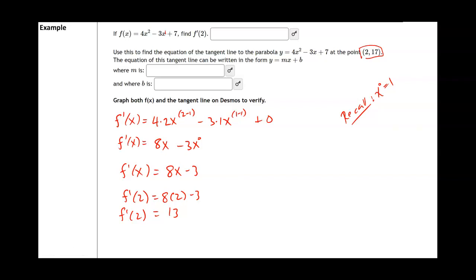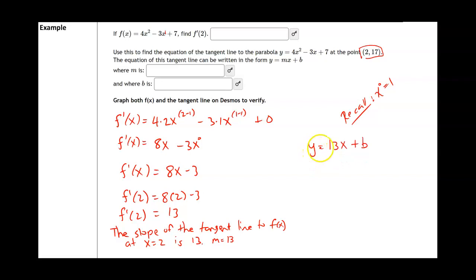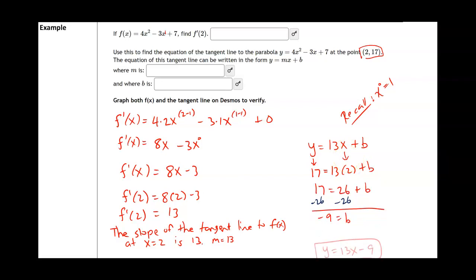Okay? So remember that the equation of any line is given as y equals mx plus b. So the slope of the tangent line to f of x at x equals 2 is 13. That's our slope. We want the entire equation. So the entire equation is going to be y equals 13x plus b, because the slope is 13. And then we're going to replace the x and y with the point (2, 17). So the y is 17, the x is 2. And then if I simplify that, I get 17 equals 26 plus b. Solve for b, and I get -9. So my equation of the tangent line is y equals 13x minus 9.